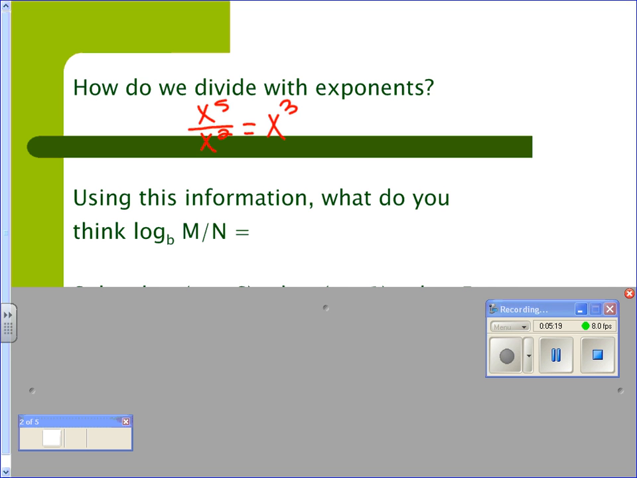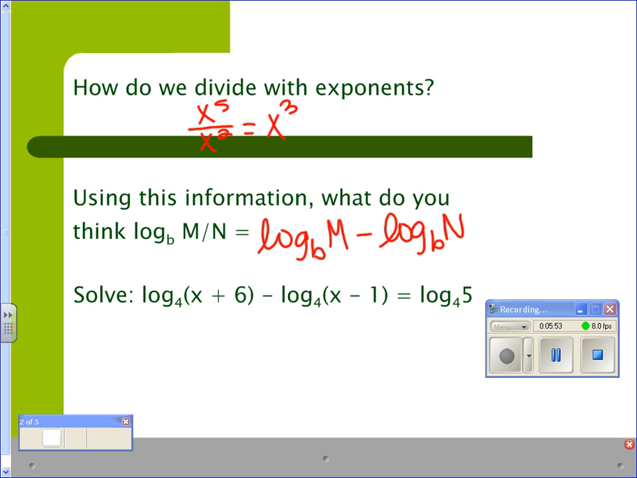So how would we rewrite log base b of m divided by n? Log base b of m minus log base b of n. Does that make sense? So if you have a minus sign between two logs, you're going to divide the two arguments. The one that comes first is the numerator. The one that comes after the division sign is the denominator. Does that make sense? Here's an example.